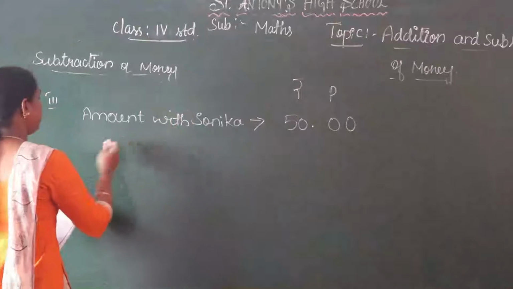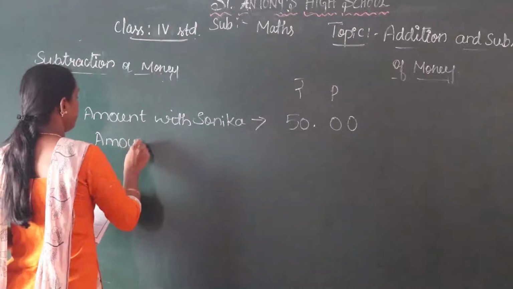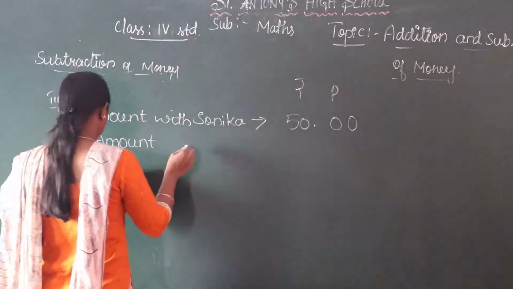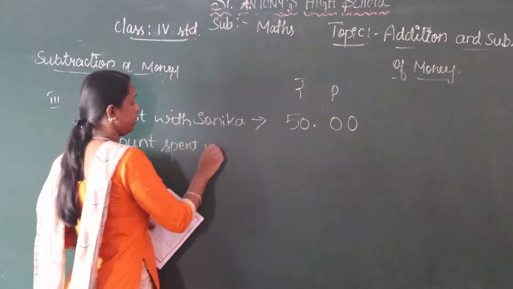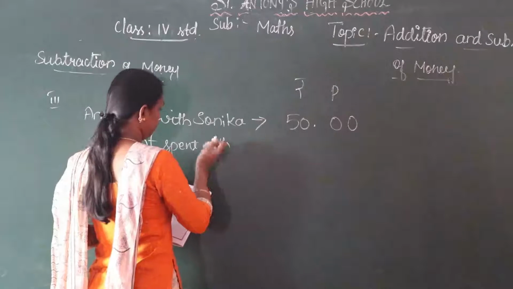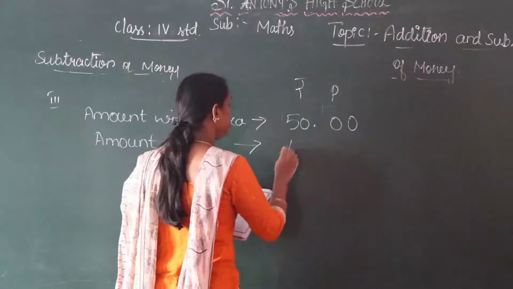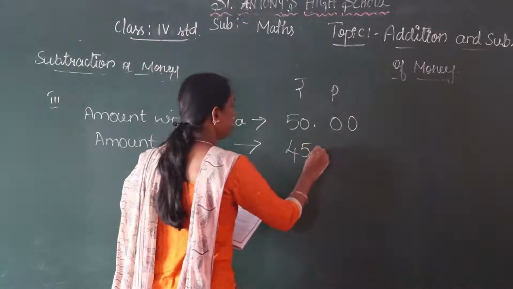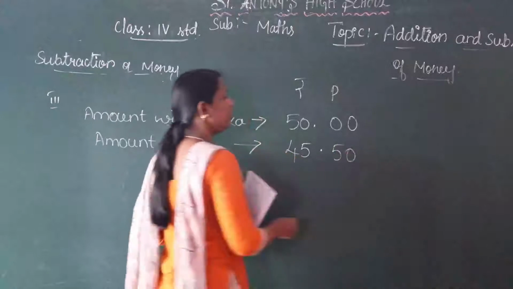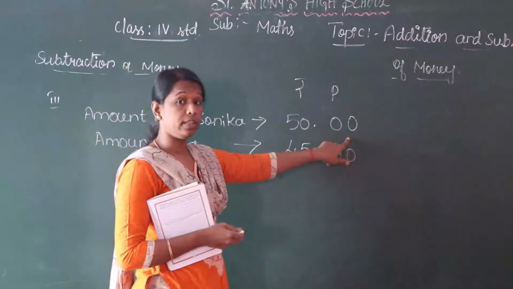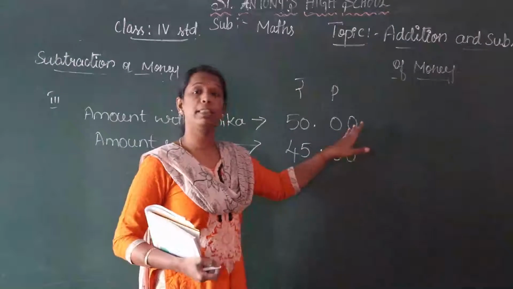And she spent some amount for jewels, that is bangles or some rings. Amount spent by Sonika. So what is the amount spent by Sonika? 45 rupees 50 paisa. So now 0 0.